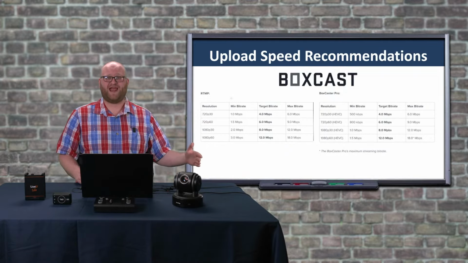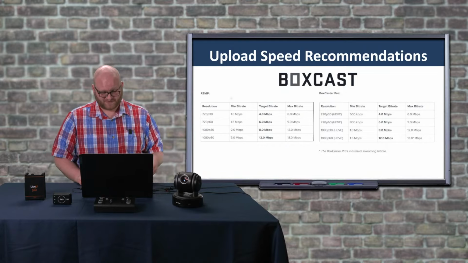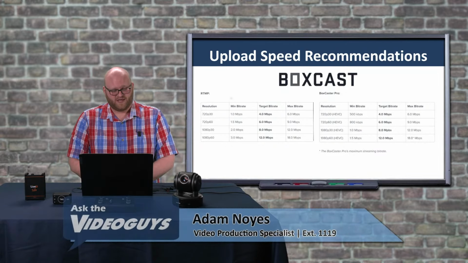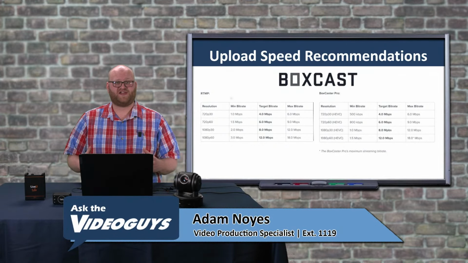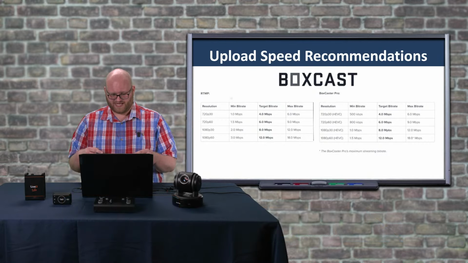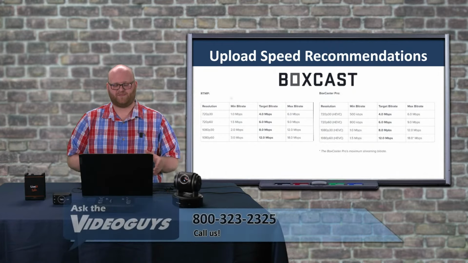Seeing a common thread here. I said 15. The minimum these guys are giving is 12. A lot of them are 12 or 9, so close to that 15, but that's what they recommend. Now, if you're using Boxcaster Pro, which is another part of Boxcast, you'll also need 12 megabits per second. So you have a couple options there. 12 seems to be the magic number here.